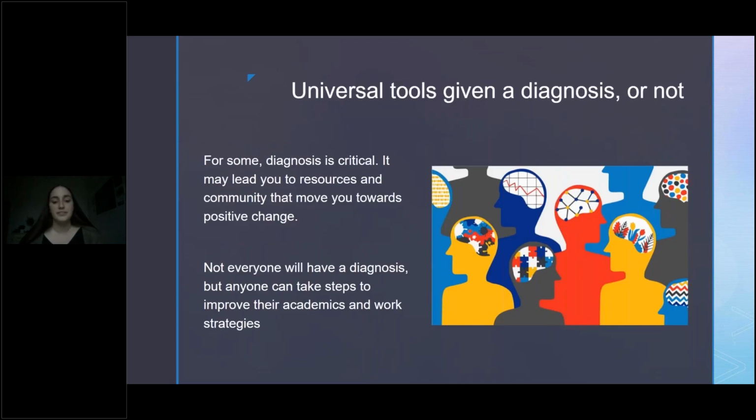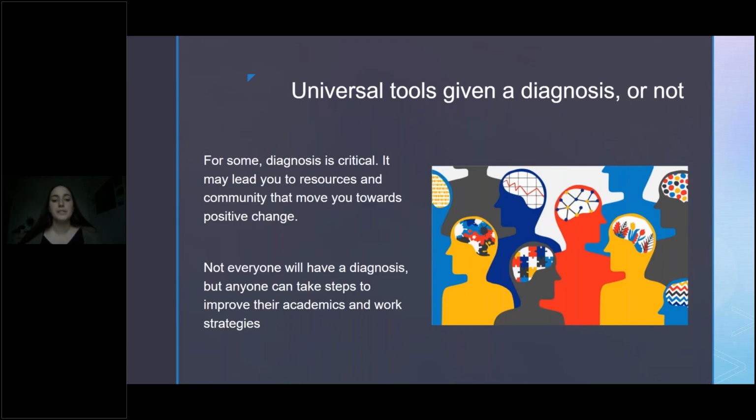The final aspect of these definitions and explanations that I want to point out is that the tools we are about to go through are not only relevant for those that have a diagnosis. For some, the diagnosis is critical because it can help you place a name finally on something that you've been feeling your whole life, and you now have access to the specific resources and community that bring positivity. But for me, I found that the diagnosis itself was not as important as the changes I made in my day-to-day life that helped me to adapt. The diagnosis was the catalyst, but the tools are what really helped.